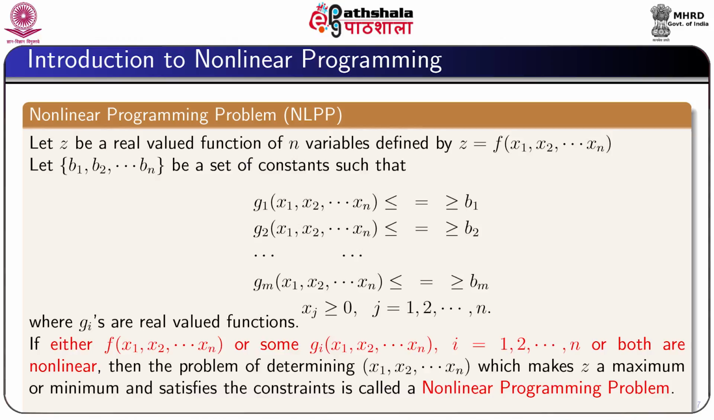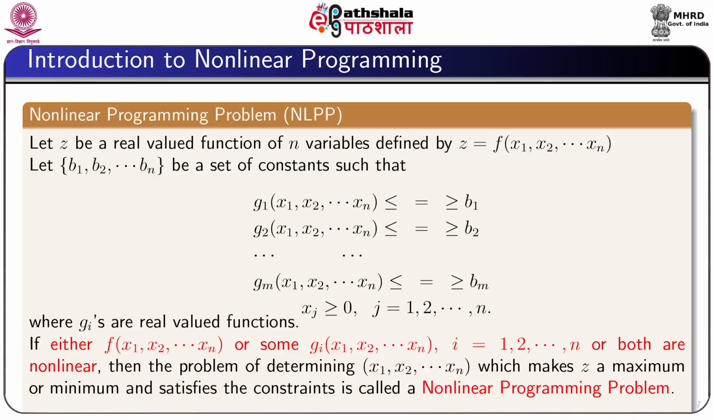g2(x1, x2, ..., xn) is less than or equal to, or greater than or equal to b2, and similarly gm(x1, x2, ..., xn) is less than or equal to, or greater than or equal to bm, and of course we have xj greater than or equal to 0 for all j equal to 1 up to n. This is the non-negativity restriction. Here the functions gj's are real valued functions.